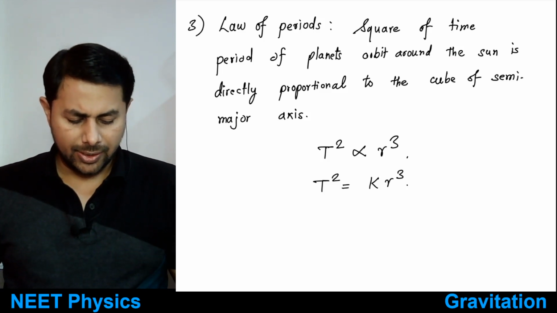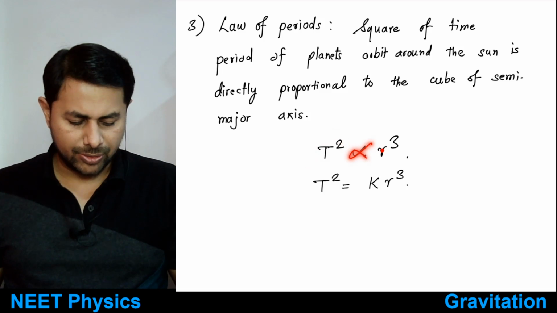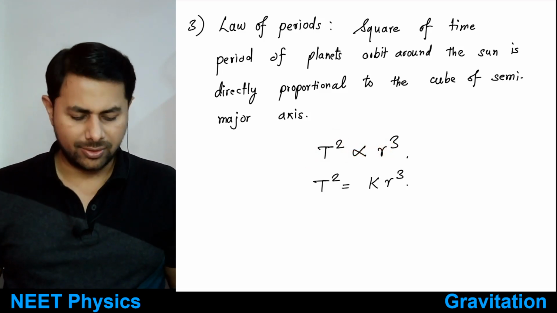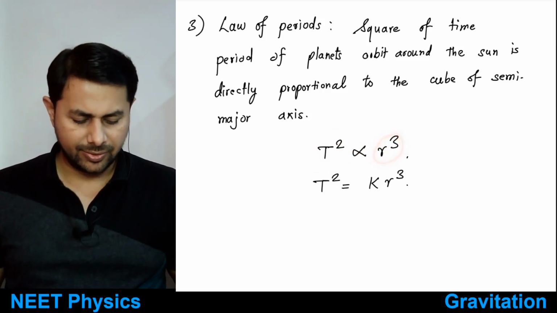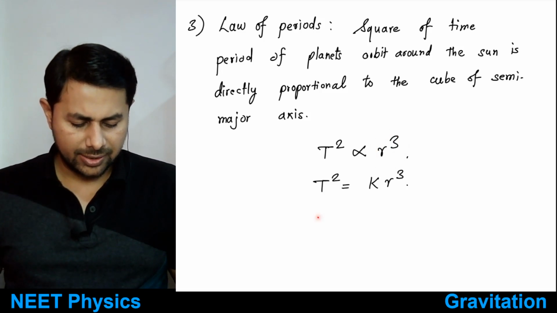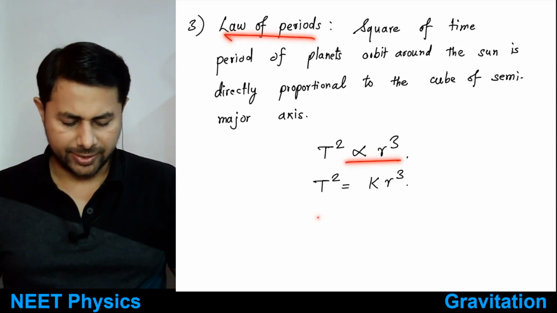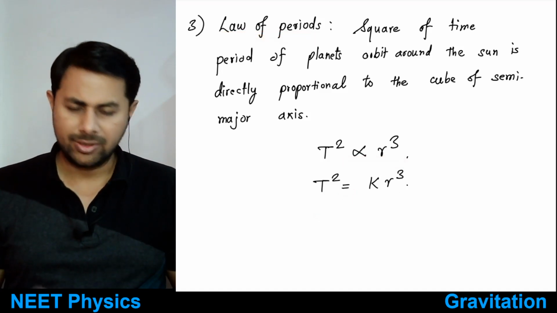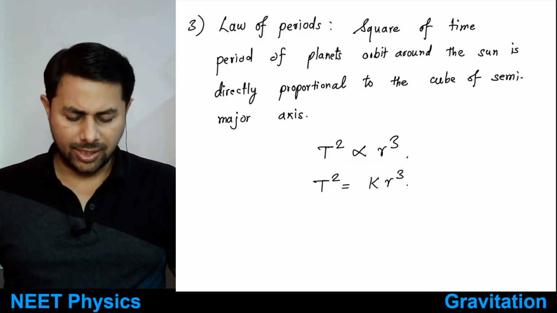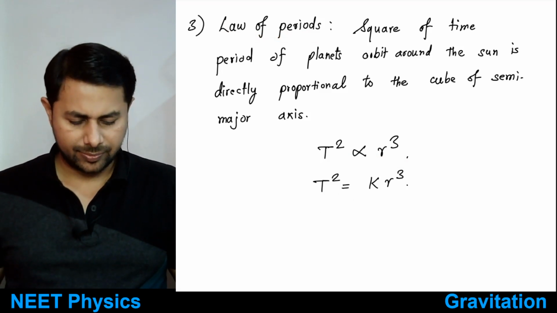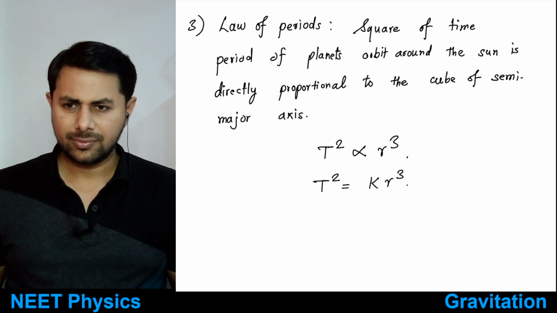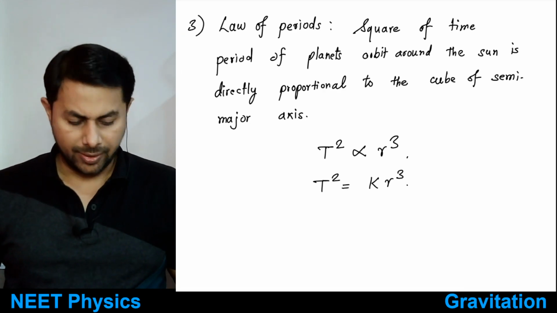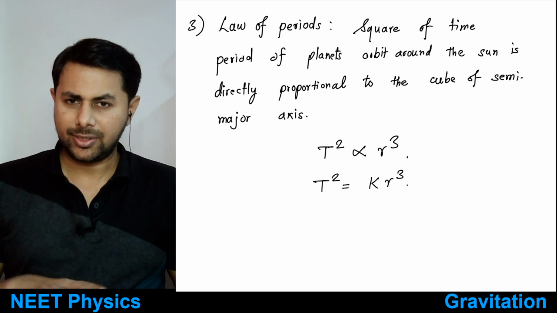So the square of the time period is directly proportional to the cube of the radius, you can say. Cube of the semi-major axis means cube of the average distance. So T squared is directly proportional to r cubed, which is the law of periods. So T squared is equal to some constant k times r cubed. These are Kepler's three laws of planetary motion. So are the laws clear, everyone? Okay, good. Then let us see some questions based upon these laws.